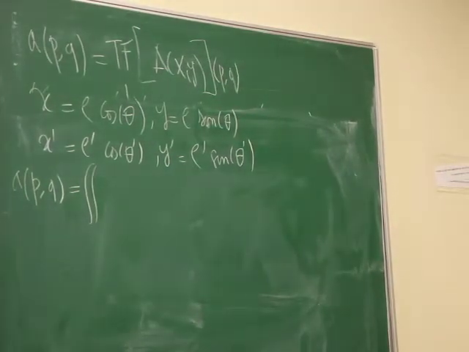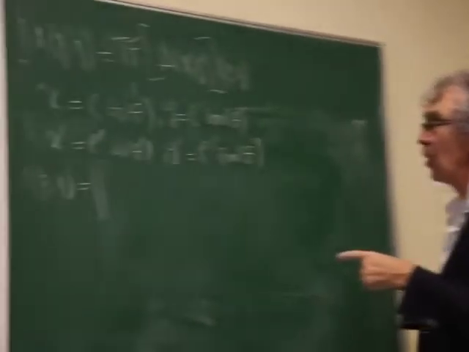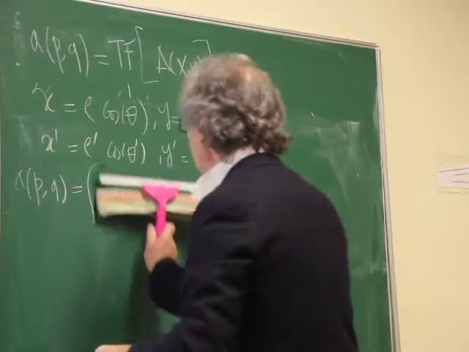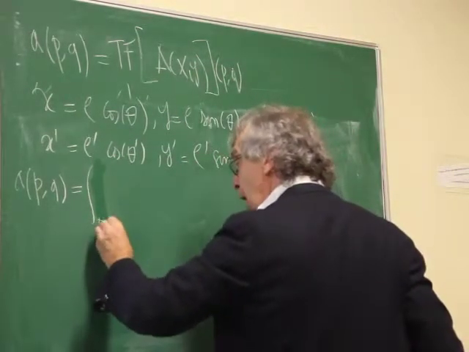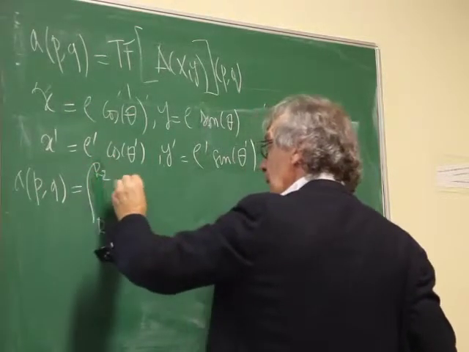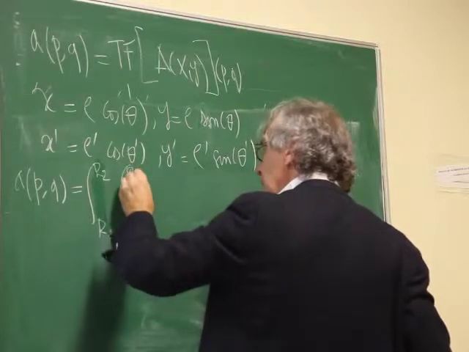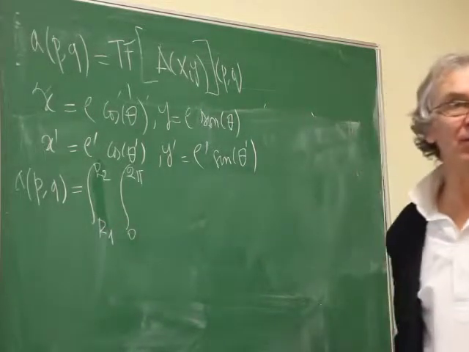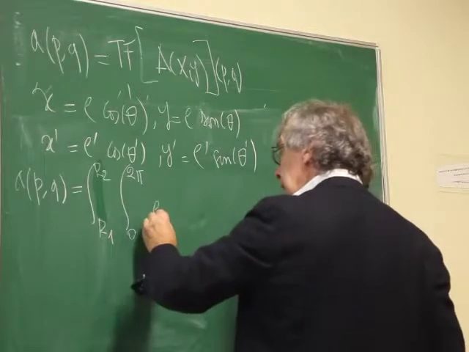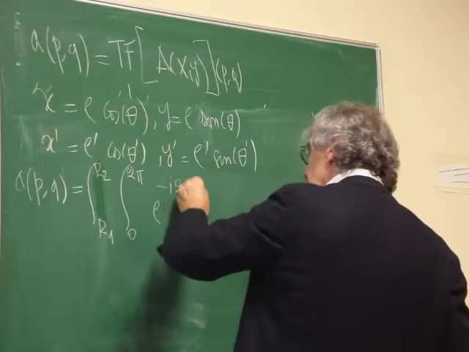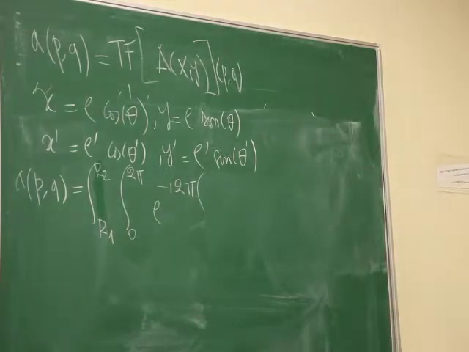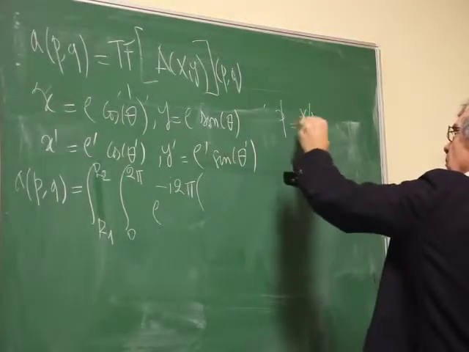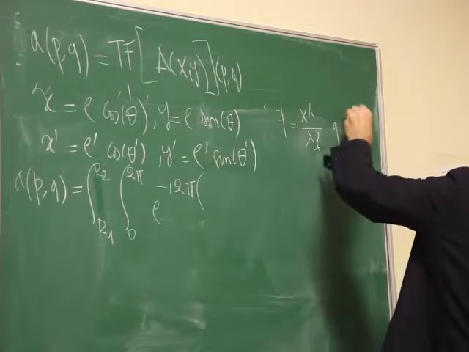And now instead of integrating over x and y, I will integrate over rho and theta. So you agree that in rho, I will integrate from r1 to r2. Now in theta, from 0 to 2 pi. So this takes into account the door function in radius. And now, e to the minus i 2 pi, and if you remember, it's x times p. But p is equal to x prime over lambda f, and q is equal to y prime over lambda f.